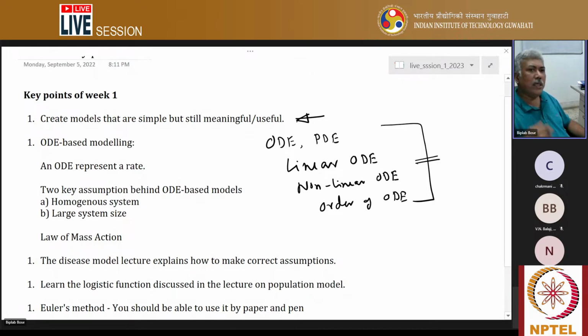And also in the exam, sometimes we ask, okay, identify whether this is a linear ODE or a non-linear ODE. Or suppose we ask, give an example of a non-linear ODE. Give an example of a second order ODE. So you should be able to answer.